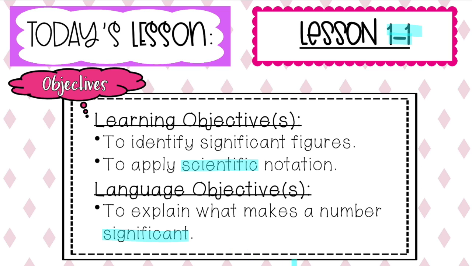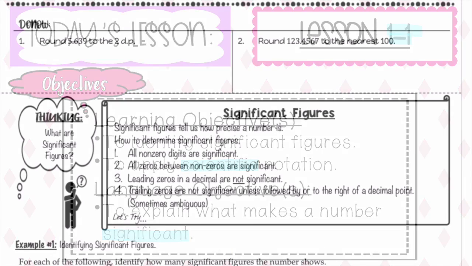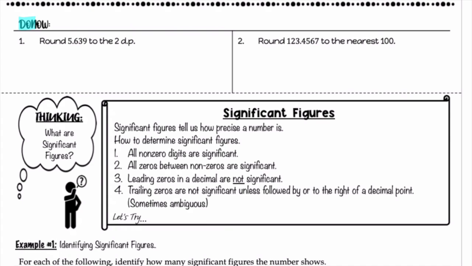So let's take a look at today's do now. I am going to make you guys pause the video, do both questions, and I will show you the answers. So for number 1, rounded to decimal places, you get 5.64. For number 2, rounded to the nearest hundred, you get 100.